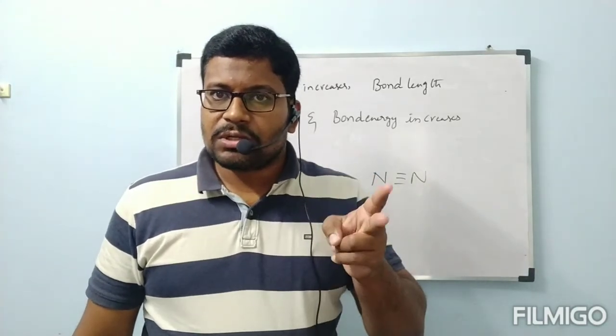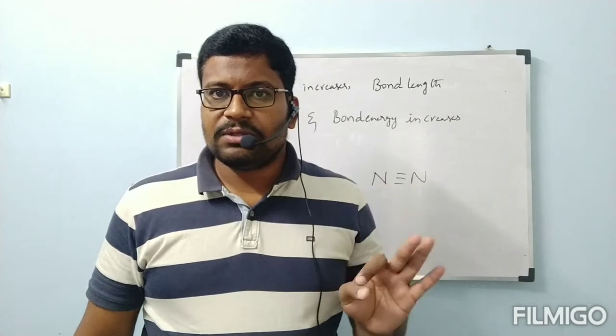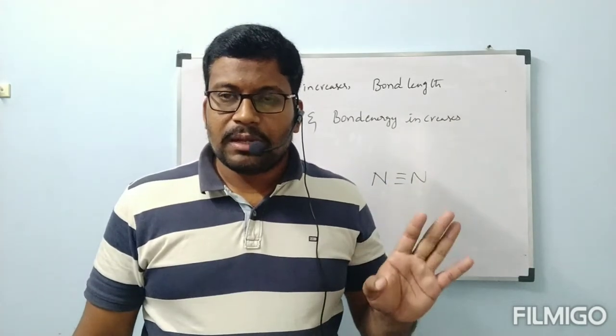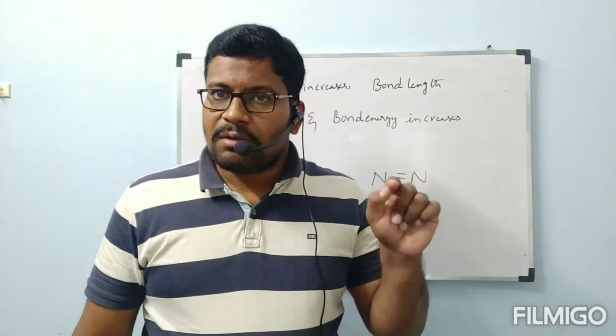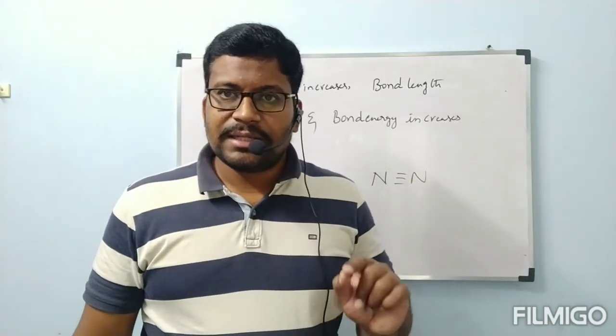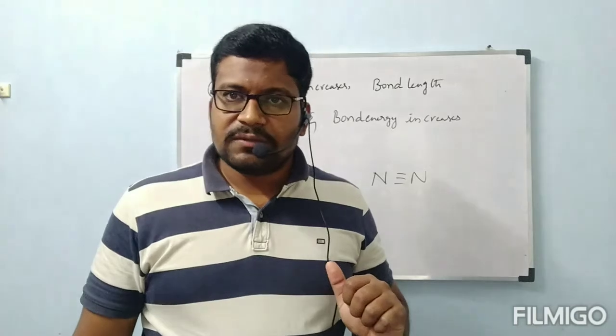We are left with 2 more topics now: bond parameters and hydrogen bond. By that, the chemical bond chapter is going to be completed. In bond parameters, we have bond angle, bond length, bond energy, all these things. At that time, we will see the correct definitions also.